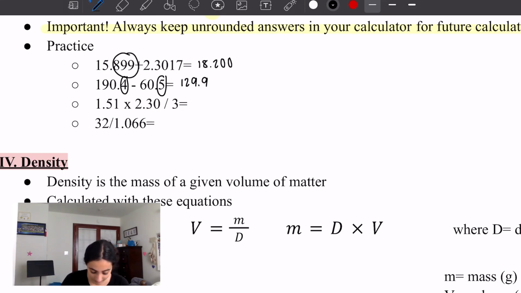Okay, this is a combined operation problem. So we are first going to multiply due to PEMDAS. So if we multiply 1.51 times 2.30, we have 3.473. So I'm going to round that to 3.47. I'm going to then divide by 3 to get 1, because 3 has 1 sig fig, so our final answer will have 1.